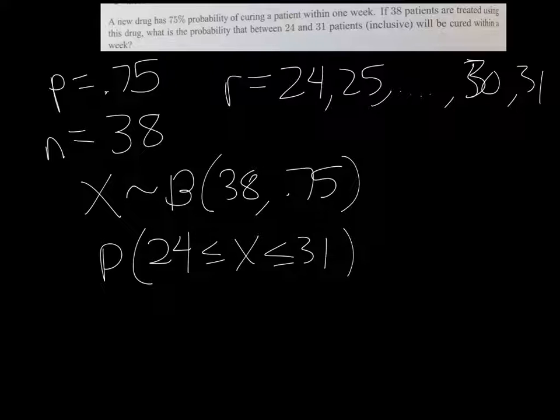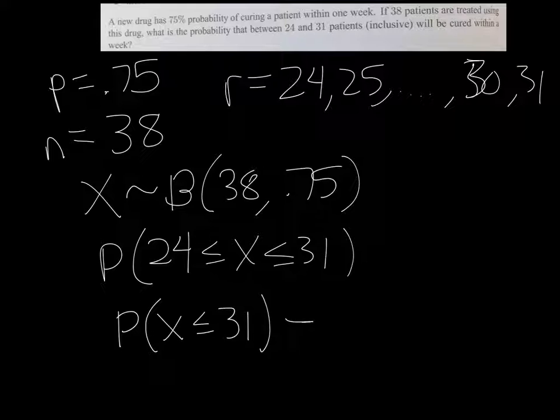We can't do that on a calculator, however, so we need our second probability statement of what we're actually going to do. We could take the probability that X is less than or equal to 31. So that gives us 31 people and every other option less than that. Now that includes 30, 29, 28, 27, 26, 25, and 24. However, it also includes 23, 22, 21, and so on all the way to 0.